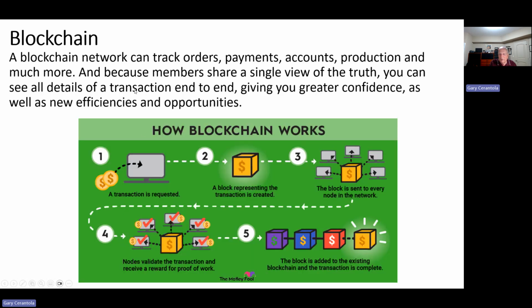So, here's a little bit. It can track orders, payments, accounts, production, much more. And because members share a single view of the truth, right? That's the key thing. So everybody sees the same thing.